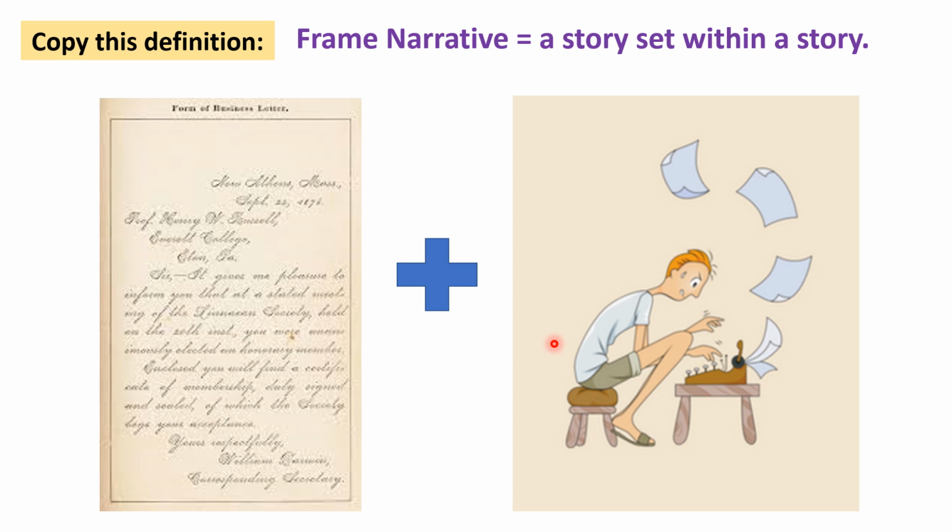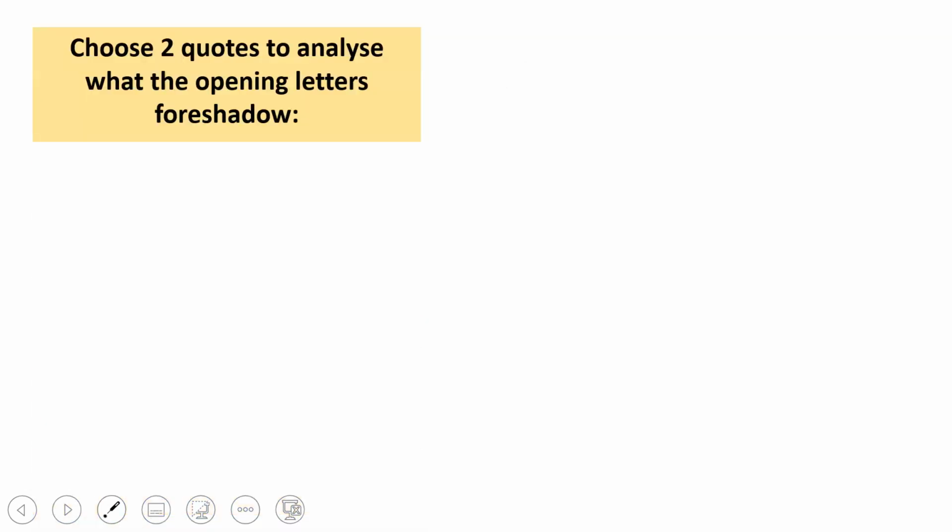So, why is it significant? Particularly, why do the letters help us understand what's going to happen in the story, and how do the letters at the end conclude what happened in the story? That's going to be most of our focus for our analysis of a frame narrative. So let's look at the opening letters. What we're going to do is look at some key quotes, and then analyse what the opening letters foreshadow based on these quotes. Remember, foreshadowing is a hint at something that is going to happen in the future.